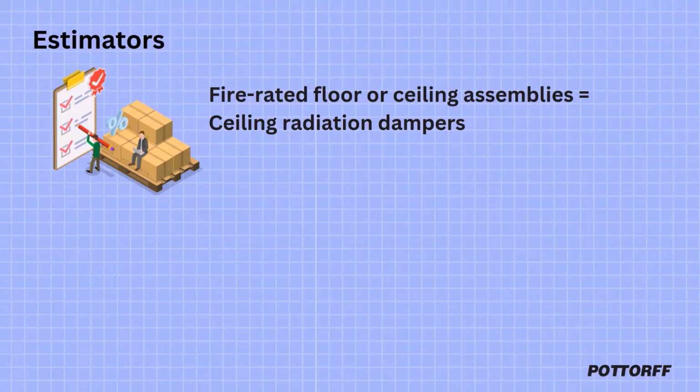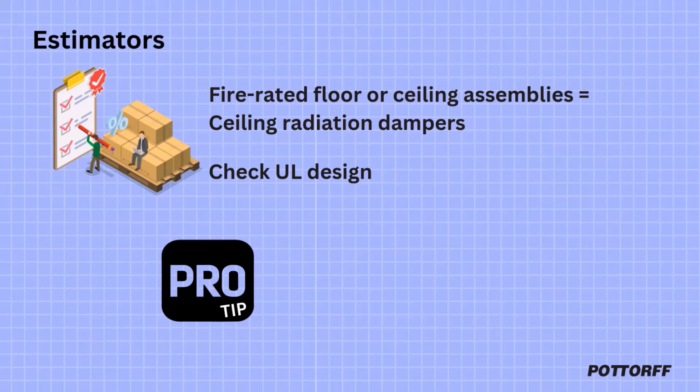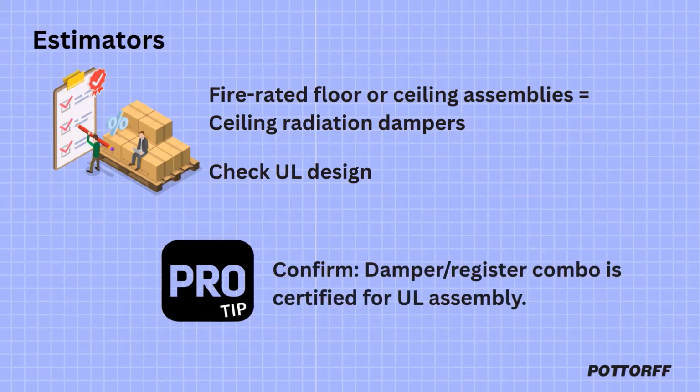From an estimating standpoint, this is where coordination matters. First, identify whether the product includes fire-rated floor or ceiling assemblies. If it does, you're automatically looking at ceiling radiation dampers wherever there are registers or duct penetrations. Then check the UL design. Some designs allow lay-in diffusers with factory-attached dampers, while others do not. Each has a different price point and labor factor. And here's a pro tip. Always confirm that your damper register combo is certified for the UL assembly. If it's not, inspectors can require removal or substitution, and that's a very expensive mistake late in the job.